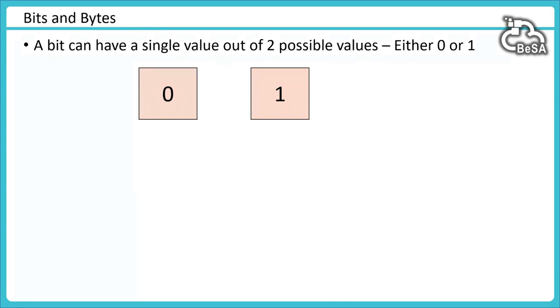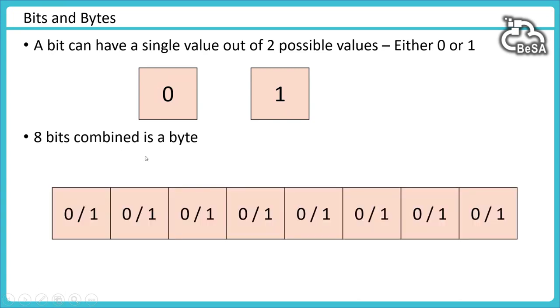Now calculating bit by bit will be very complicated, and that's why we have combined them together into 8 bits, which is a byte, and every box now can have 0 or 1 as a value, and there is a weightage of every value.